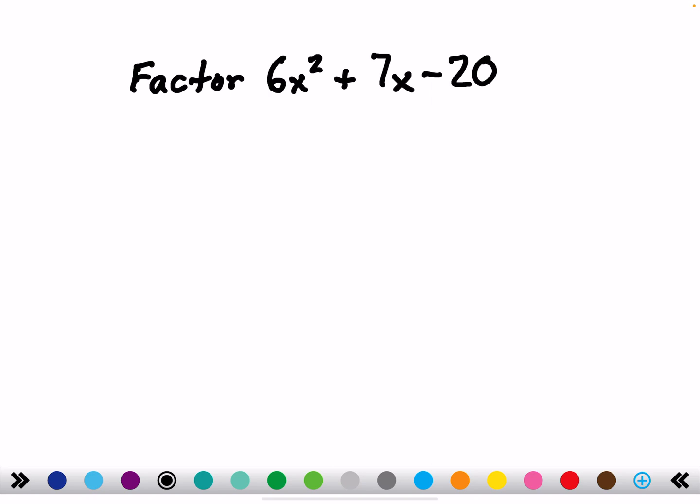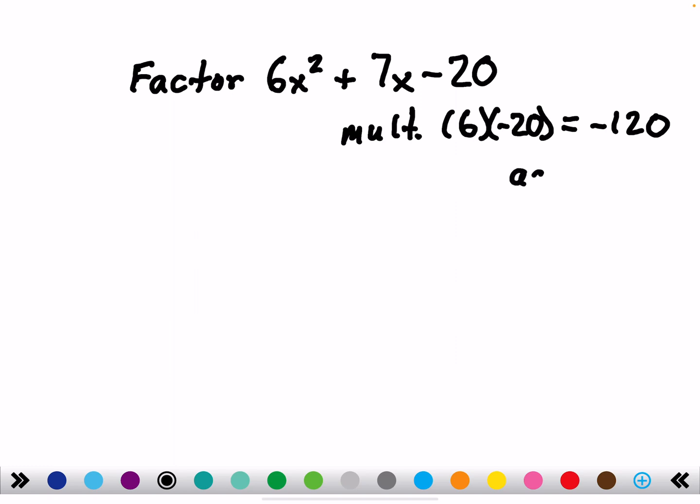Now let's factor the trinomial 6x squared plus 7x minus 20. When we ask ourselves the factoring question, what are two numbers that multiply to, we multiply A, which is 6, times negative 20 for C. 6 times negative 20 is negative 120. So what are two numbers that multiply to negative 120 and add to 7?